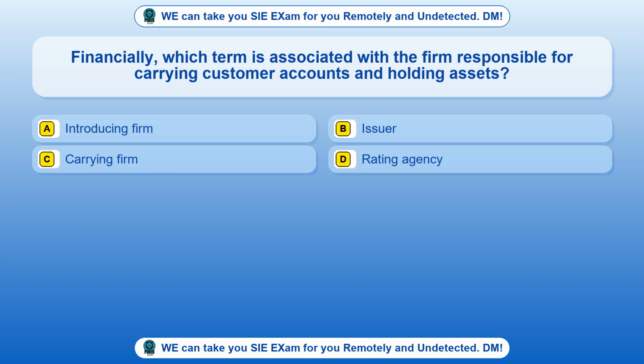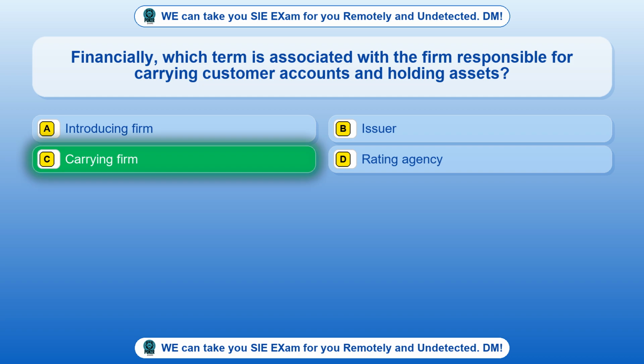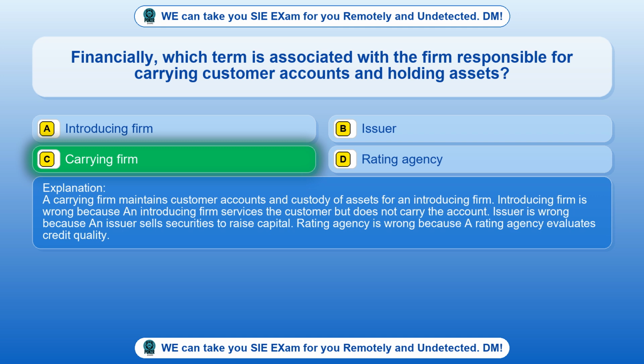Question 23. Financially, which term is associated with the firm responsible for carrying customer accounts and holding assets? Option A, introducing firm. Option B, issuer. Option C, carrying firm. Option D, rating agency. The correct answer is option C, carrying firm. A carrying firm maintains customer accounts and custody of assets for an introducing firm.